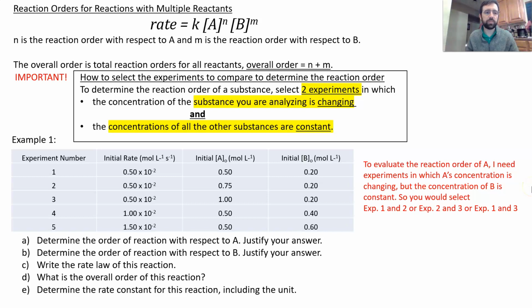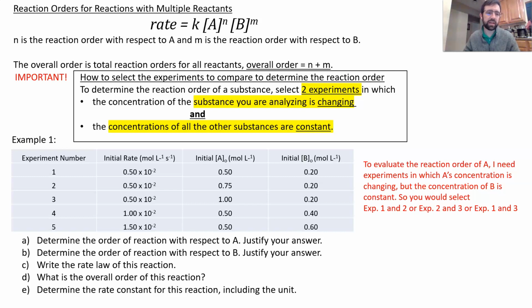Okay, we're going to move on to some problems that are just a little bit more difficult. Reaction orders for reactions with multiple reactants. The rate is going to be equal to K times A to the N times B to the M, where N is the reaction order with respect to A and M is the reaction order with respect to B. The overall order is the total reaction orders for all reactants. It's just going to be N plus M.